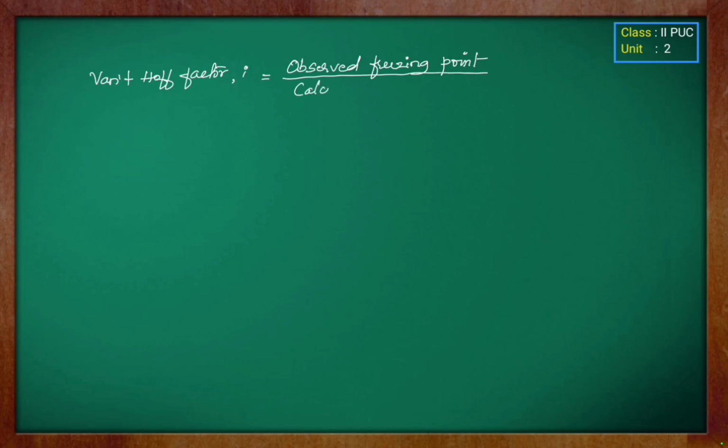Let us calculate the Van 't Hoff factor. Here, Van 't Hoff factor i is equal to observed freezing point depression divided by calculated freezing point depression. So the observed value is 0.0205. It is the same in terms of centigrade as well as Kelvin. And the calculated value is 0.0197 Kelvin. So the ratio of these two gives us the Van 't Hoff factor, that is 1.041.